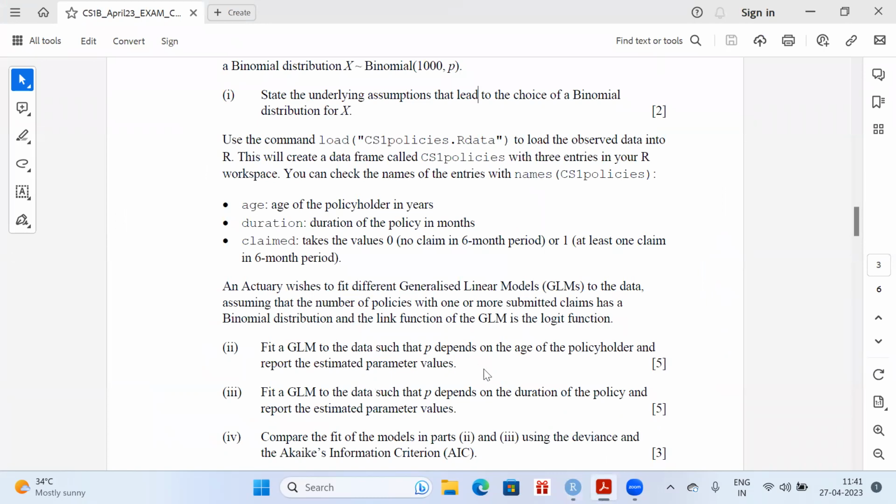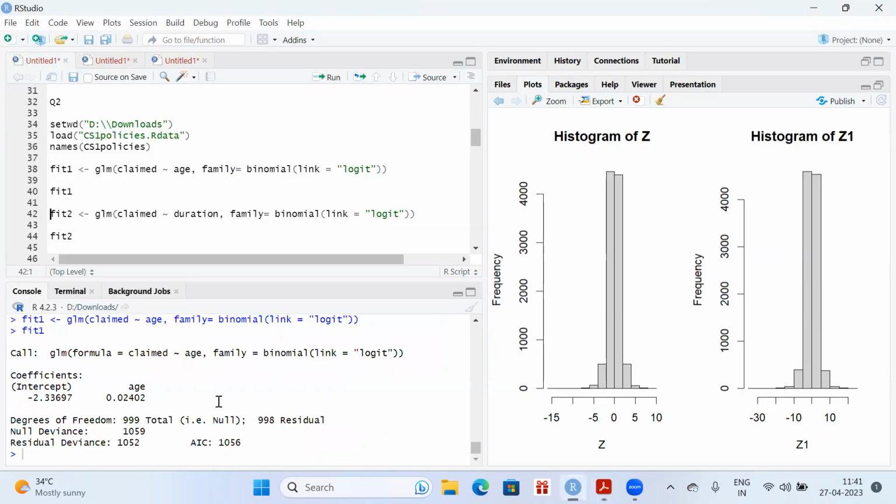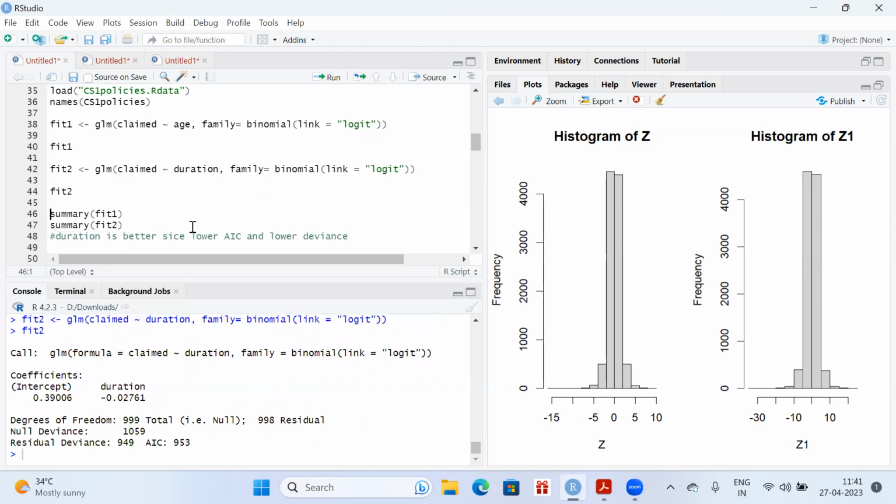Okay, now next one, it only depends on the duration, and report the estimated parameters. We will only change the function to duration, with fit 2. So I have here AIC is 953, and again c is 0.3906 and the duration m is minus 0.6, a negative slope basically.